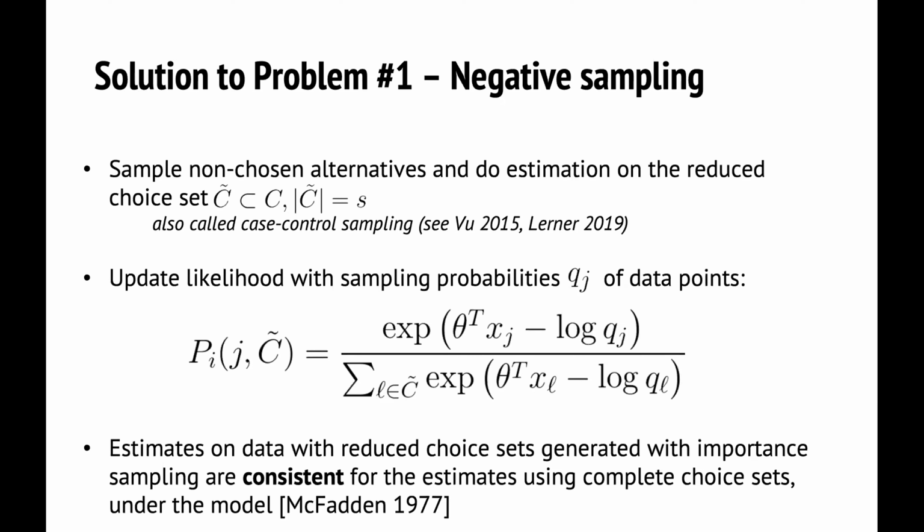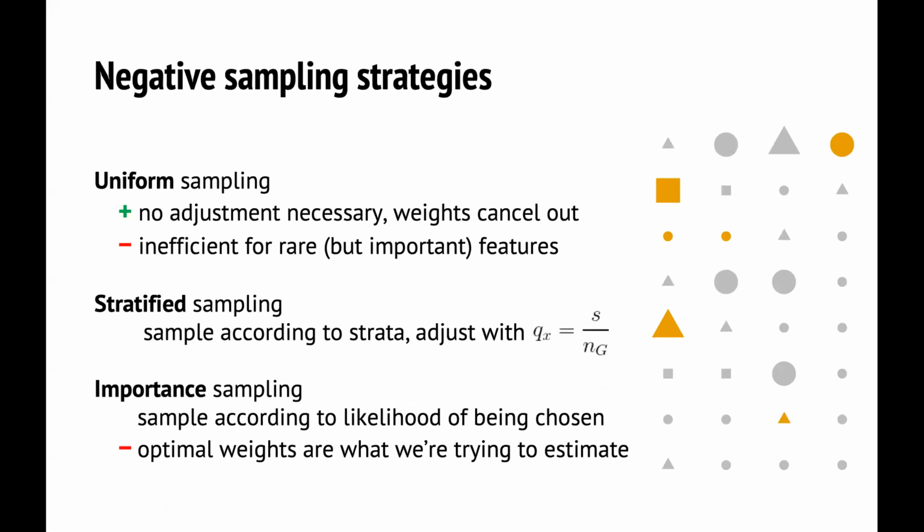And then it's an old and celebrated result that the estimates on data on these reduced choice sets are consistent for the estimates using the complete choice sets when you do this accounting for the sampling probabilities correctly. And there are different sampling methods that can be used. Uniform sampling is very easy because you don't even have to adjust the likelihood function at all.